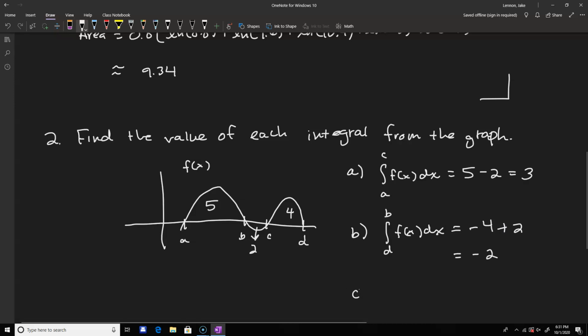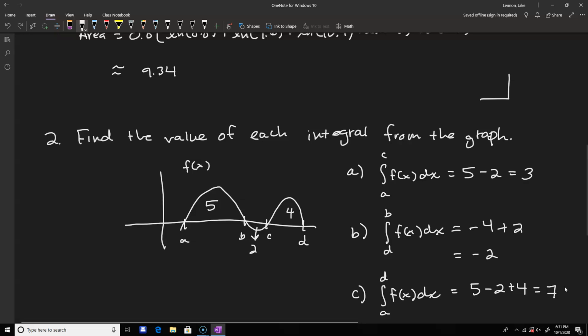And maybe we'll just do one last one, say part C. Say we did the whole graph, just say we started at A and finished at D of f of x dx. What would this give us? Well, this is just adding them all from left to right with the normal convention. So 5 minus 2 plus 4. So that comes out to 7.